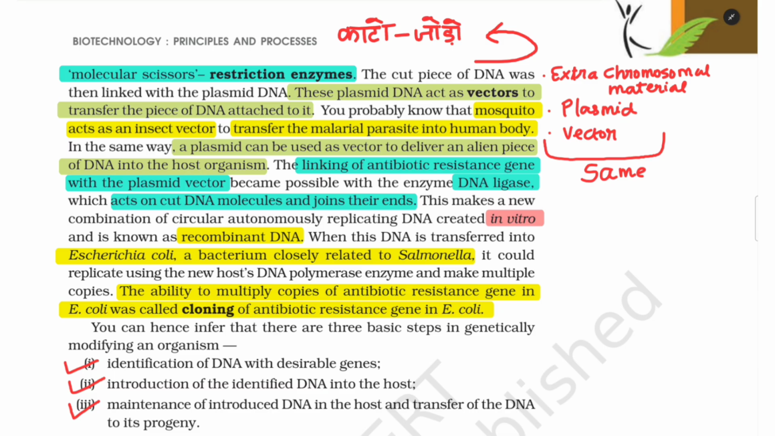You can hence infer that there are three basic steps in genetically modifying an organism. Number 1, identification of DNA with desirable genes. Number 2, introduction of the identified DNA into the host. And number 3, maintenance of introduced DNA in the host and transfer of the DNA to its progeny.